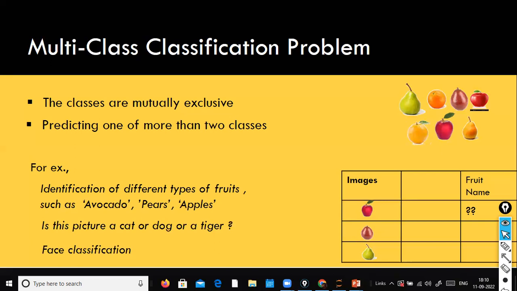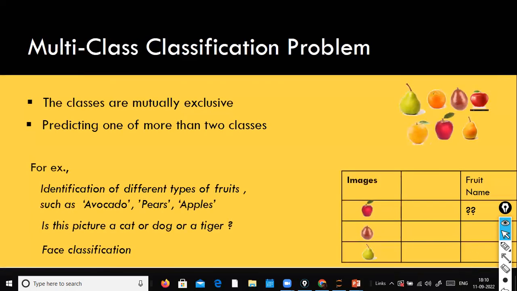The next one is the multi-label classification problem. This refers to those classification tasks that have two or more classes. For a single record, we can assign more than one label. In the earlier case, for each record we assigned only one class label: this is apple, this is pear, this is pear.